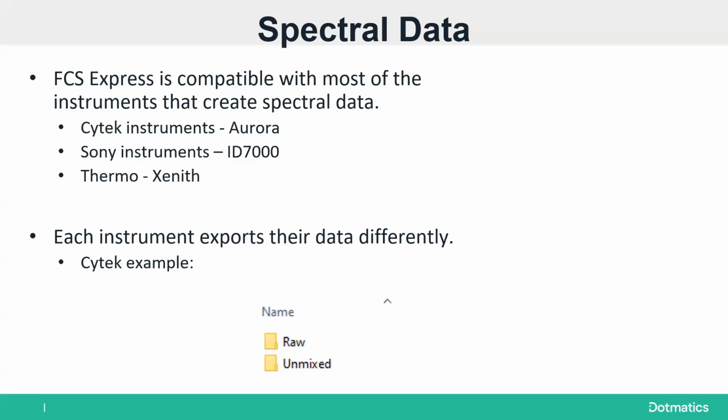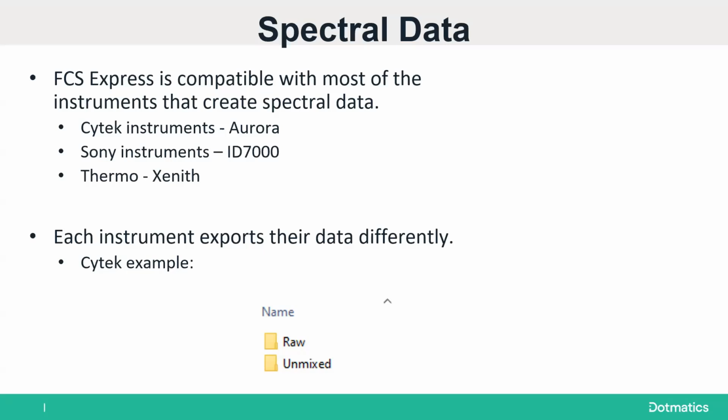Now, the spectral data that FCS Express is able to read is compatible with most instruments that create spectral data. So the Cytek instruments, the Aurora and Northern Lights, Sony's instruments, the ID7000 and the SA3800, and Thermo's Zenith, we're able to look at also. Now, each of these instruments export their data differently.